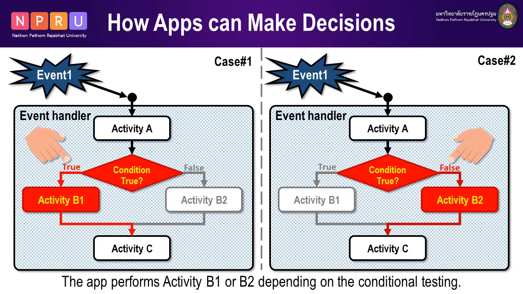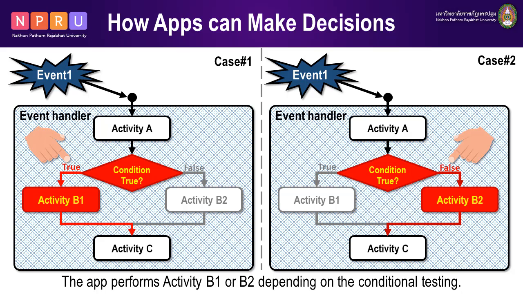In the diagram, when event 1 occurs, activity A is performed. Then, a condition test is performed. If the test is true, activity B1 is performed, as shown in the left figure. If it is false, activity B2 is performed, as shown in the right figure. In either case, the rest of the event handler, activity C, is completed.